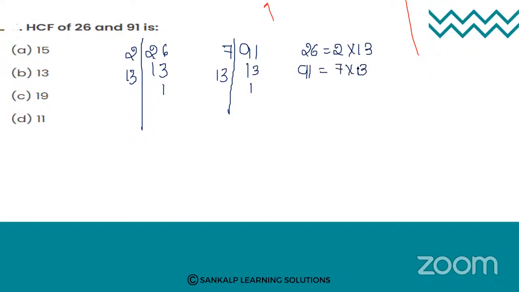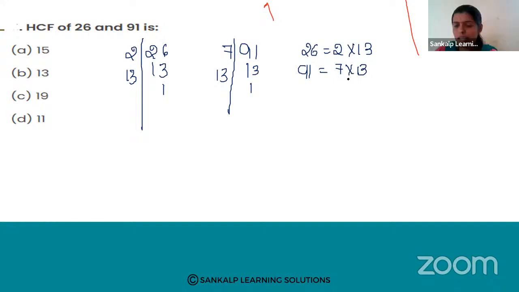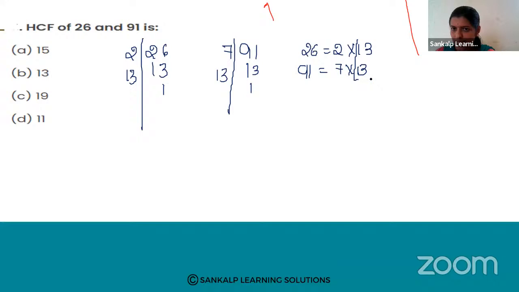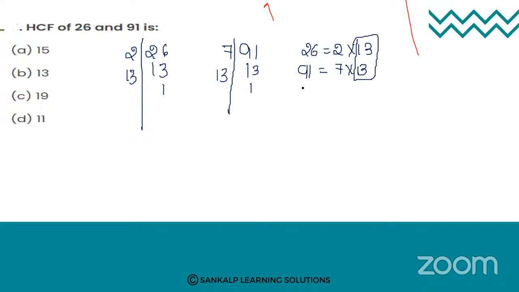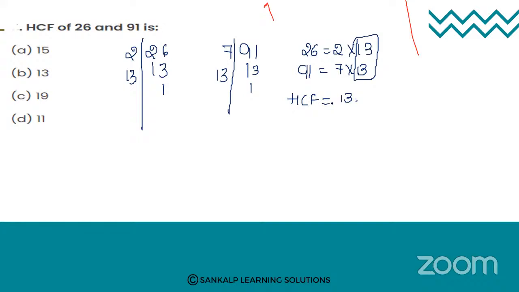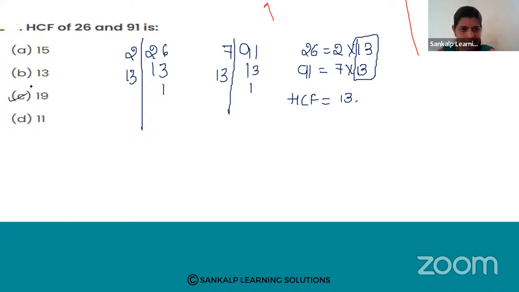Right? Now, which one is common here? Which number is common in these two numbers? Yes, my dear students, 13 is common. Very good. The common number is the HCF of these numbers, that is 13. Yes, 13 is there in the options. Which option is correct? Option B is right. Sorry, option B is right, not C.